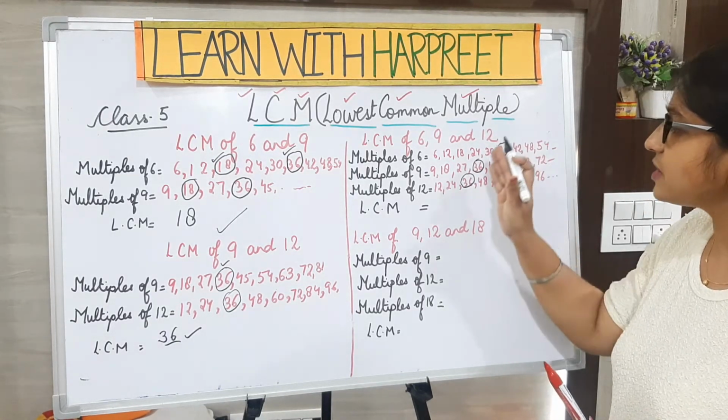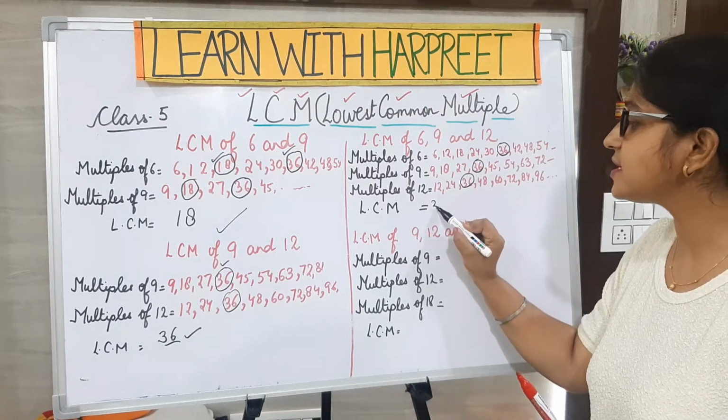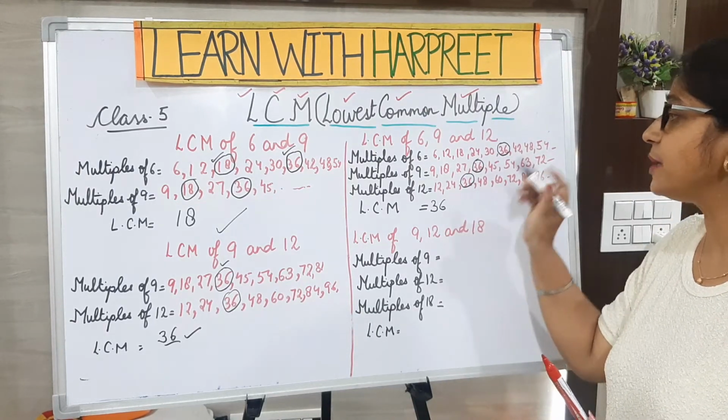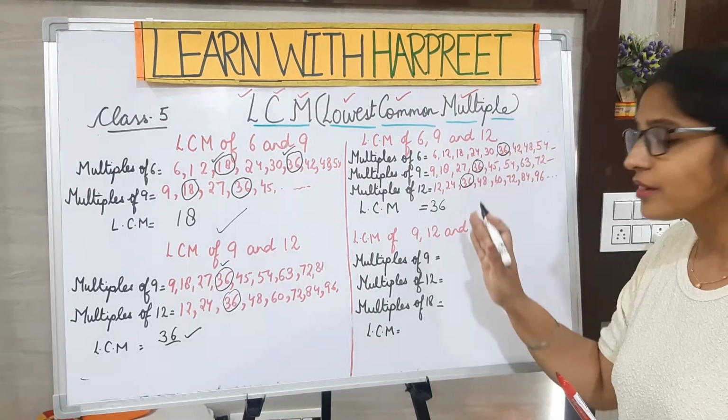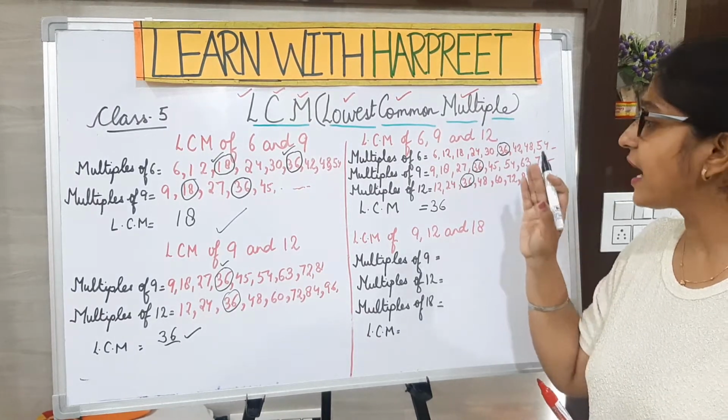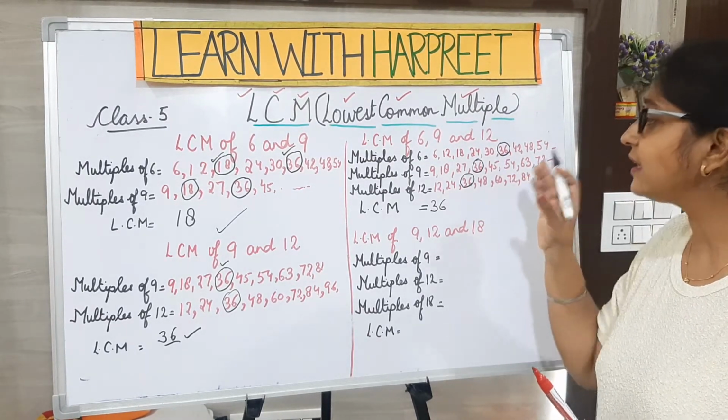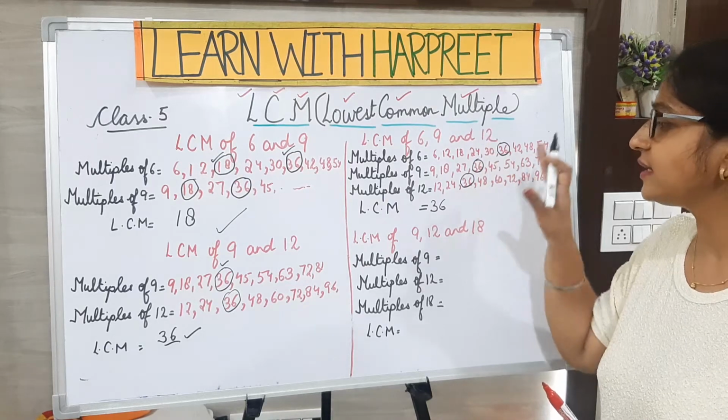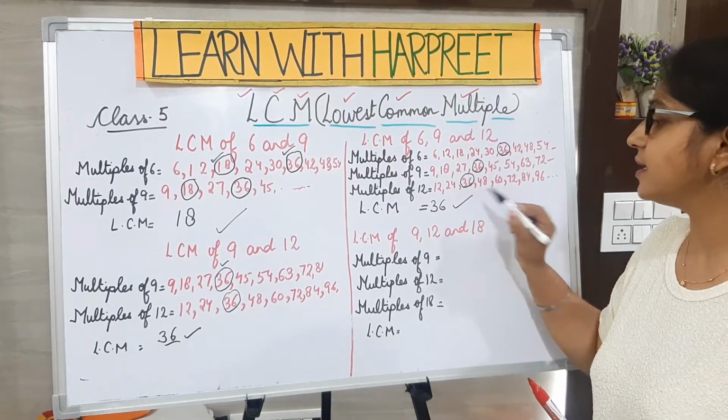So this becomes the lowest common multiple because this is the first common multiple which I found among all the three. I wrote the multiples, out of that the common and the lowest was 36. So the answer is 36.